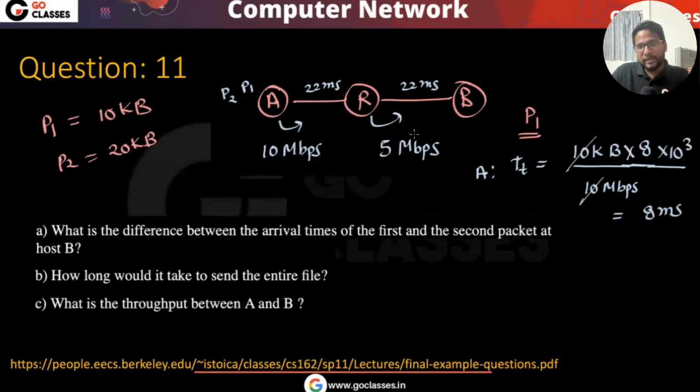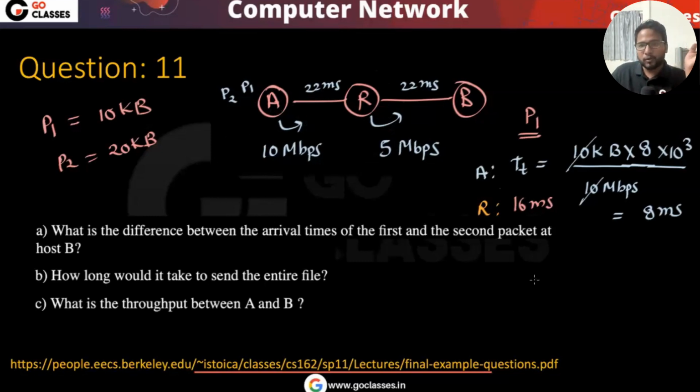Now for the same packet, if the bandwidth is half, then what will be the transmission time at R? If the bandwidth is half, then the transmission will take double time, which means 16 milliseconds, right? So at A, the transmission time is 8 milliseconds. At R, the transmission time will be doubled.